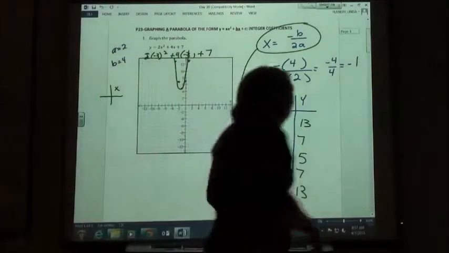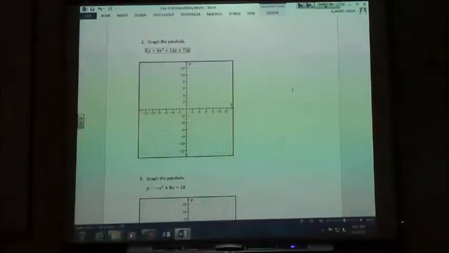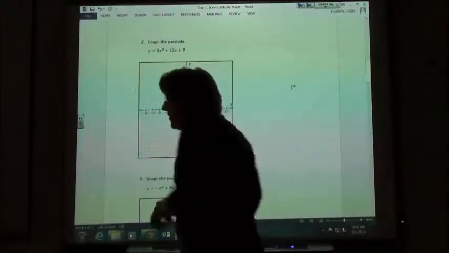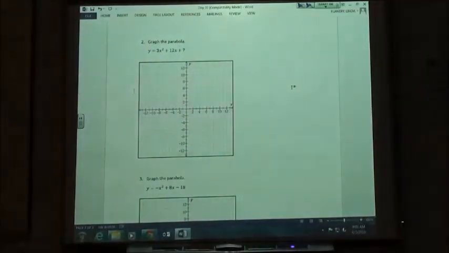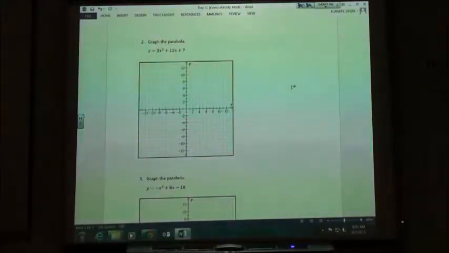All right, so if we have y equals 3x squared plus 12x plus 7. Now I hid my pen. Where did I lay that down at? That blue one? Over here. Here we go.